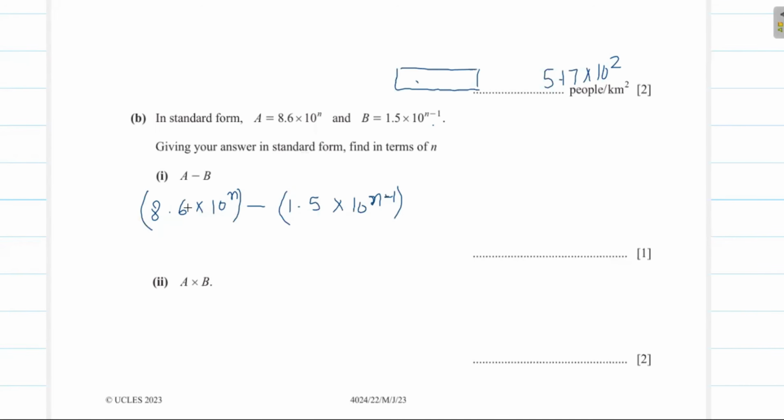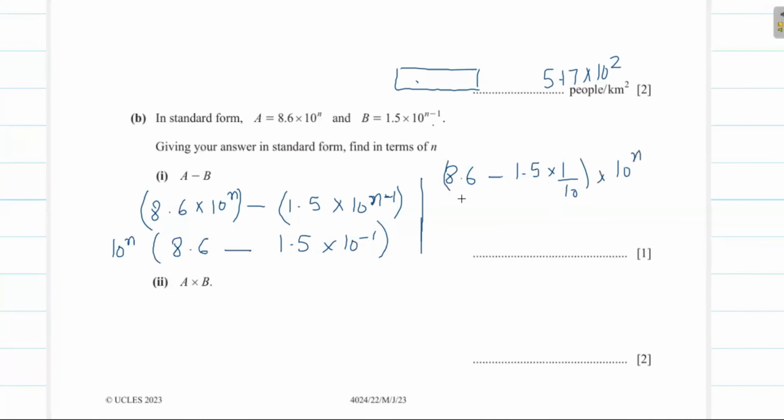Now we take the common in both values. You see here 10 power n and 10 power n minus 1. We can write it as 10 power n is a common, that here the value becomes 8.6 minus 1.5, and 10 power n is taken as a common, that value will be 10 power minus 1. Now this value is 8.6 minus 1.5 into 1 over 10, and this into 10 power n. Now we can write 8.6 minus 0.15 multiplied by 10 power n. Now this value is 8.45 into 10 power n. This is the answer.